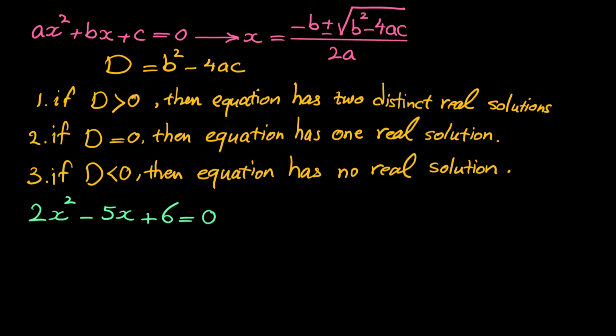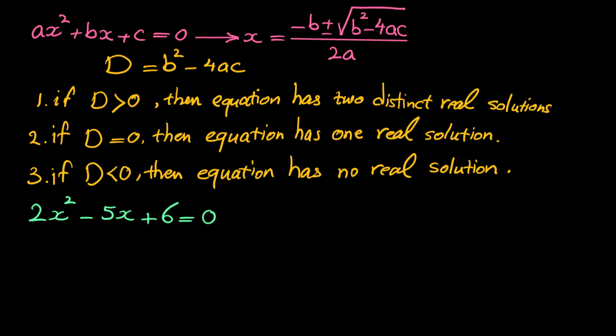So let's summarize the application of the discriminant. Whenever we have a quadratic equation, we can find the discriminant easily. The discriminant is b to the 2 minus 4ac. If the value of the discriminant is positive, then the equation has two real solutions. If the discriminant is 0, one real solution. If the discriminant is negative, no real solution.